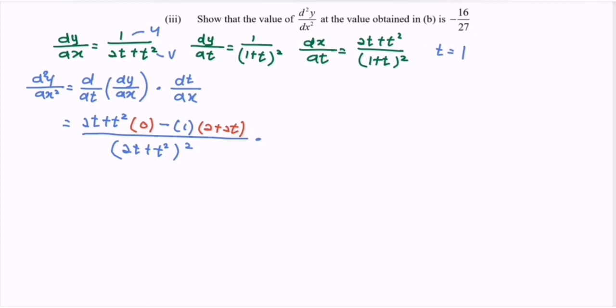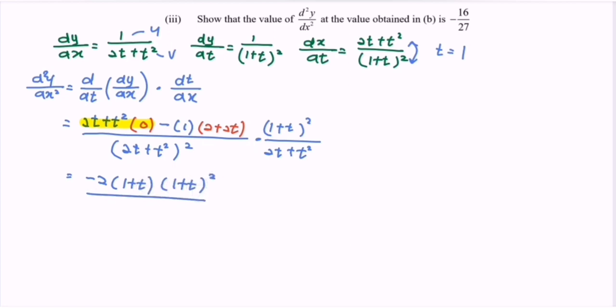Multiply with the dt/dx, so it means that we have to flip this part: (1 plus t) squared over 2t plus t squared. Focus on the front part. Here we have the situation 0. Continue. If we expand, we will have negative 2 times (1 plus t) times (1 plus t) squared over (2t plus t squared) squared multiplied with (2t plus t squared). So that is the second derivative.